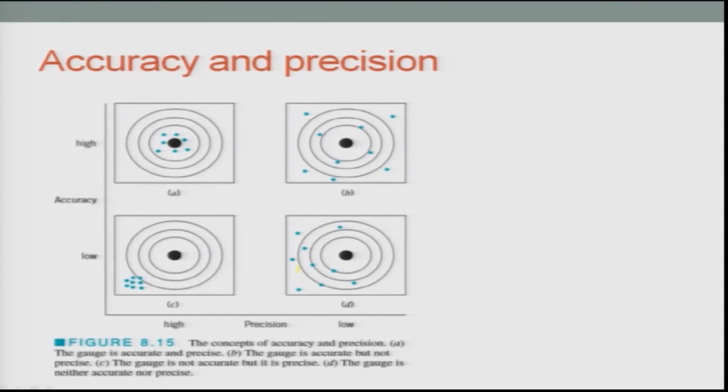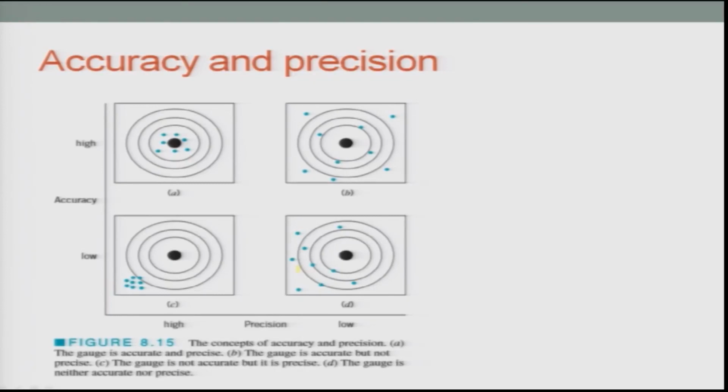So, if you want to understand in a pictorial way the accuracy and the precision, the figure gives you the concept of accuracy and precision. In figure A, the gauge is accurate and precise. In B, the gauge is accurate but not precise. In figure C, the gauge is not accurate but it is precise, and in figure D, it is neither accurate nor precise. So, if you concentrate on the diagrams, it will give you the idea.